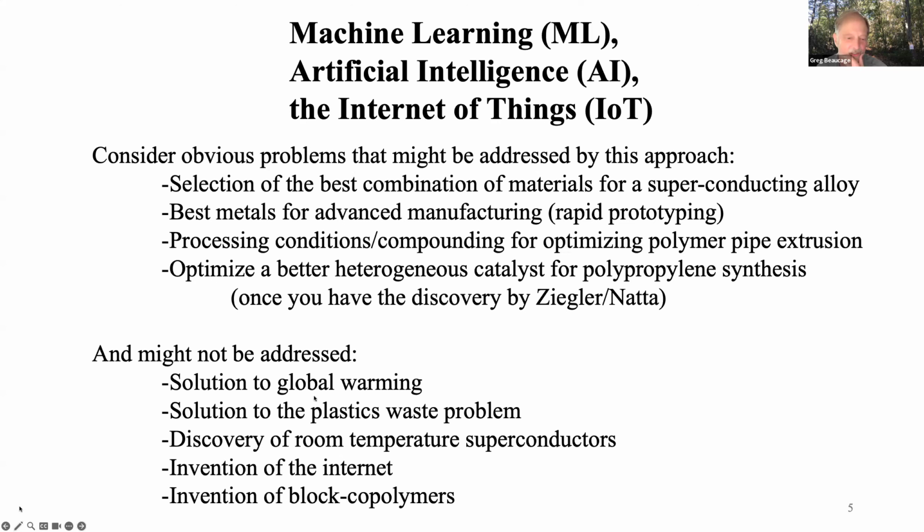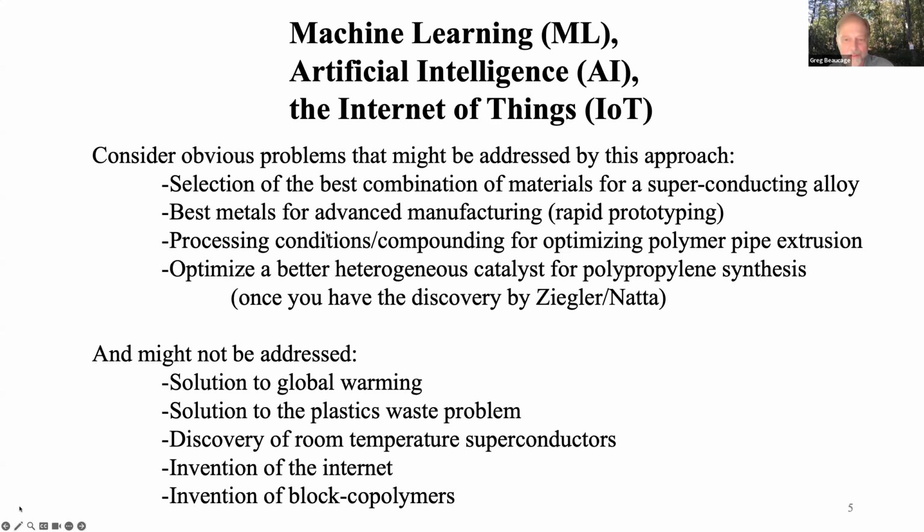So it's not going to solve global warming. It's not going to solve the plastics waste problem. It's not going to invent the internet. It's not going to invent block copolymers, but it can use existing block copolymers to make drugs better or to make protein processing better. So you could use it if you have a huge slew of data, like heterogeneous catalysts for polypropylene. Yeah, it could optimize that and predict the next one that would be better.